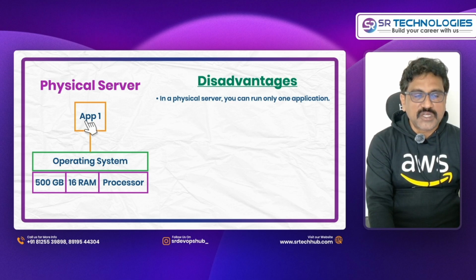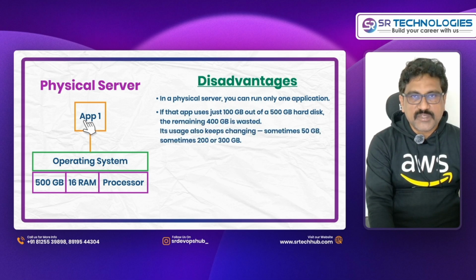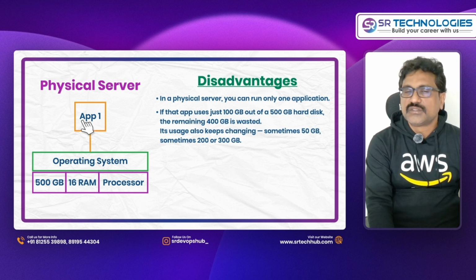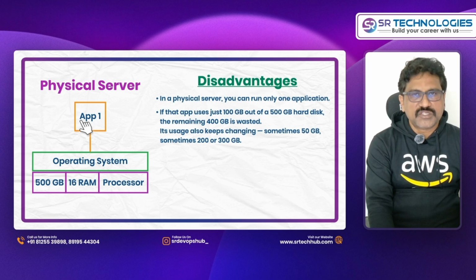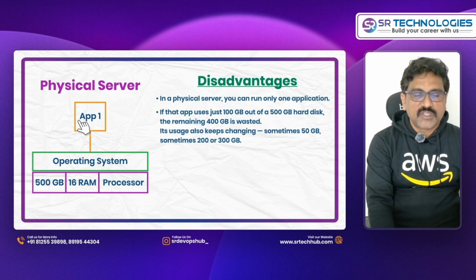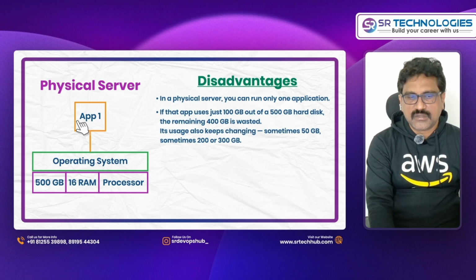If this application doesn't consume 500 GB space, that means if this application consumes only 100 GB, sometimes it will consume 100 GB, sometimes it will consume 50 GB only, sometimes it will consume 200 GB or 300 GB. That depends on the application size. Let us assume that this application consumes only 100 GB space from this hard disk. What about the rest of the 400 GB? It will be wasted. Again, you cannot run another application on the same physical server.